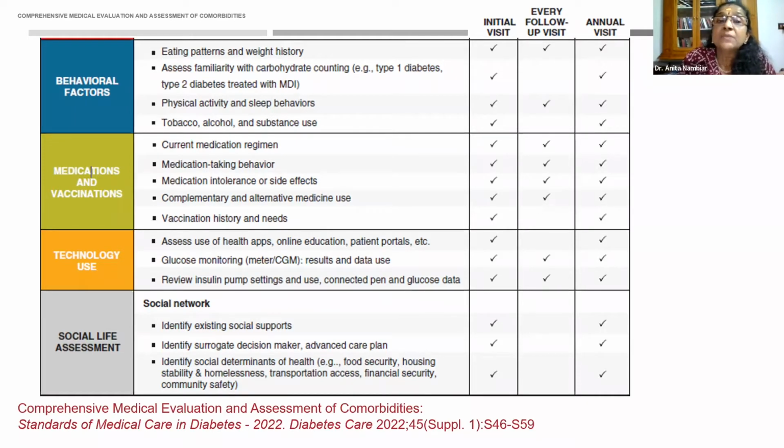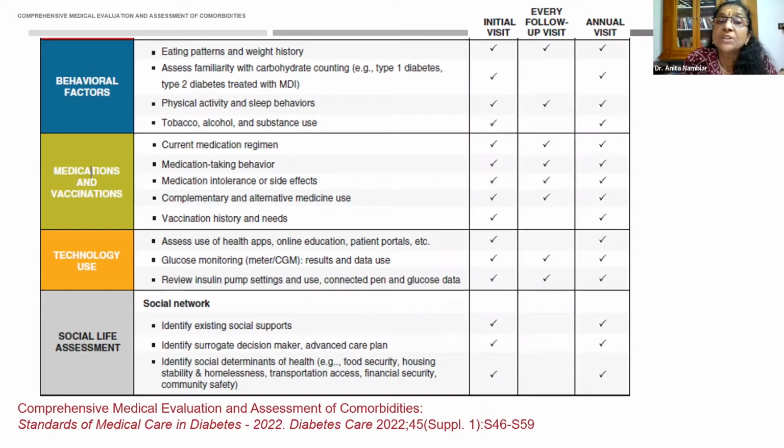And physical activity and sleep behavior. Sleep is a very important aspect in diabetic patients. 7 hours of sleep is important. It is said that less sleep, poor sleep, and increased sleep, they increase HbA1c. Whether he has got any substance abuse, tobacco, alcohol. And then we come to medication and vaccination. What are the medication regime, what he is taking?